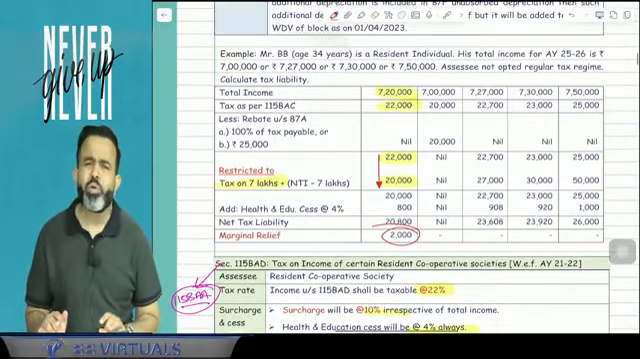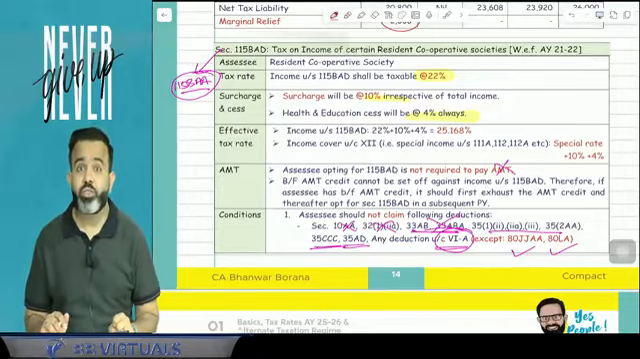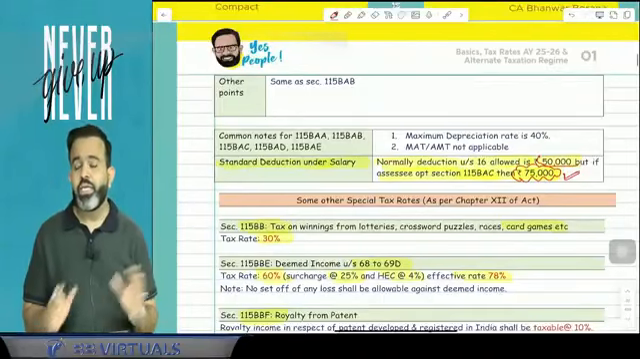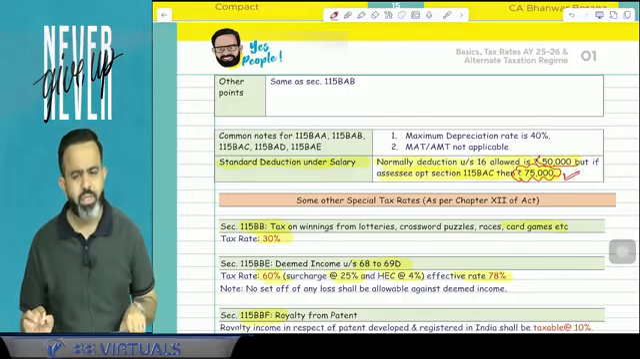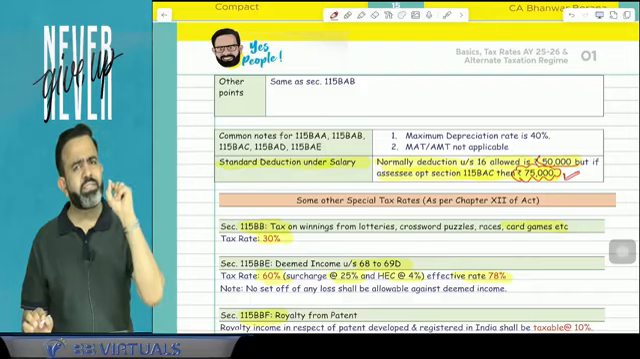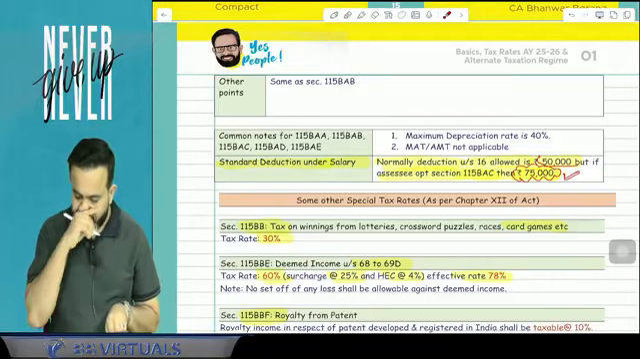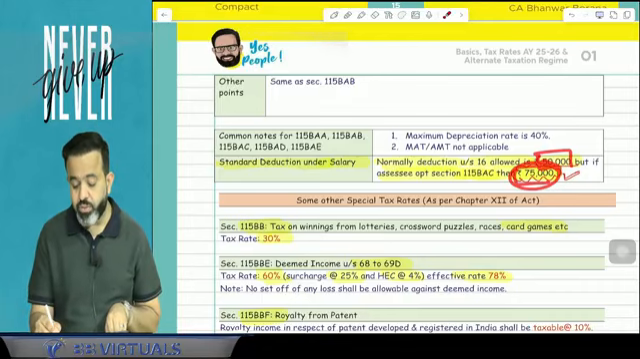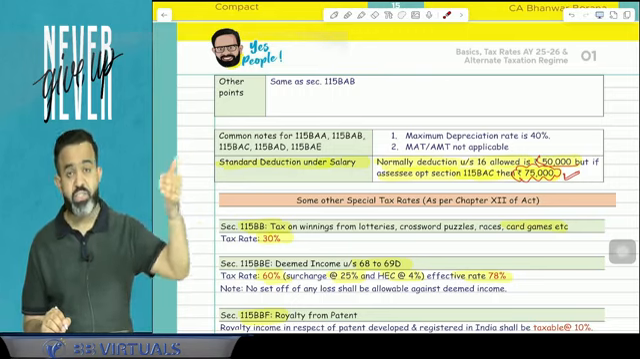Okay. Now guys, one more change. You know that in the salary head, there is a standard deduction of 50,000 under section 16. Even if you follow the new taxation regime or old taxation regime, that standard deduction is 50,000. But guys, remember, this time there is a change. If you follow the new taxation regime, the default taxation regime now, then instead of 50,000, you will get a standard deduction of 75,000. So there is one change in the standard deduction under salary head.